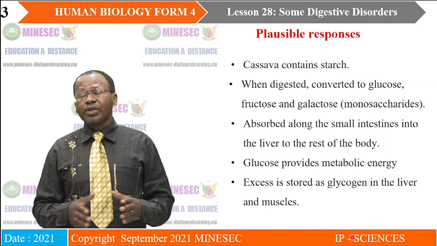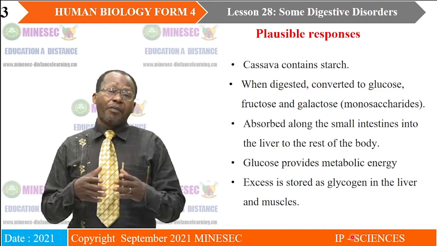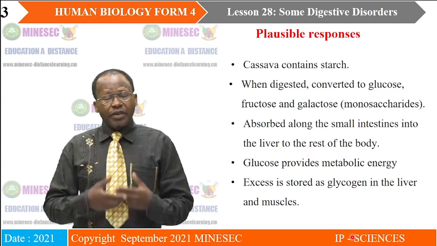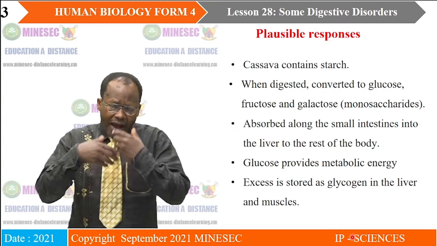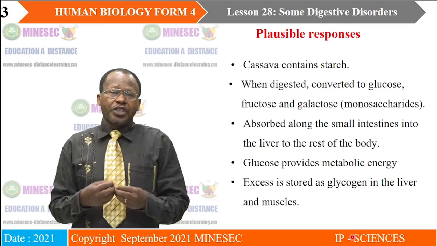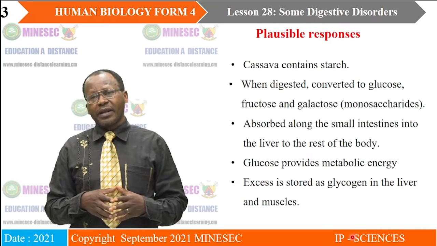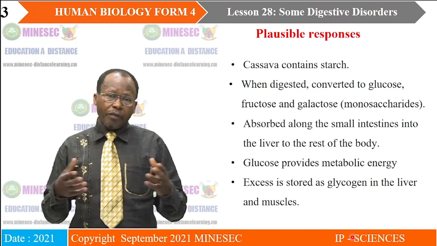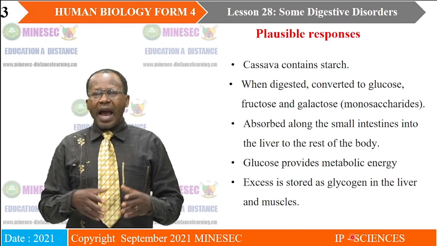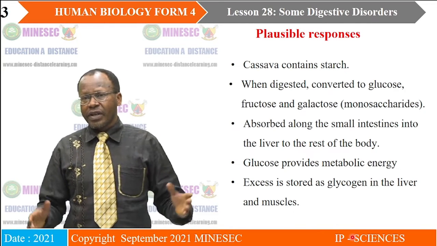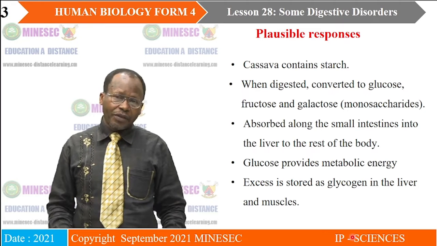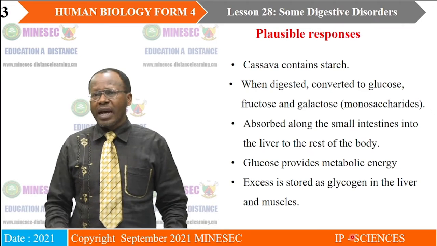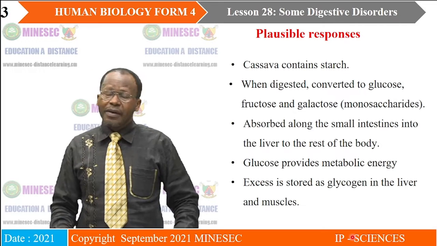The glucose is used to provide what we call metabolic energy. That is the energy we use to do work. I am able to talk because I'm using energy, which we call adenosine triphosphate. So this energy is obtained from these sugars that we eat. And if there is an excess of these glucose molecules that have been absorbed, then they will be stored as glycogen in the liver and also in the muscles.